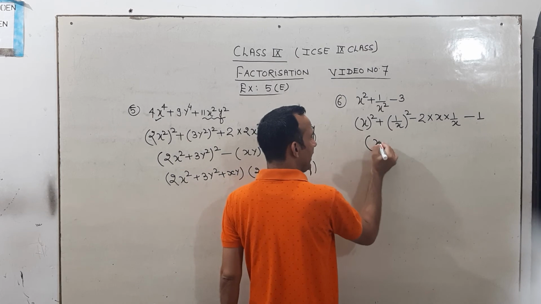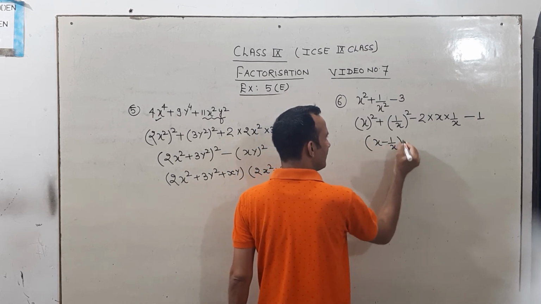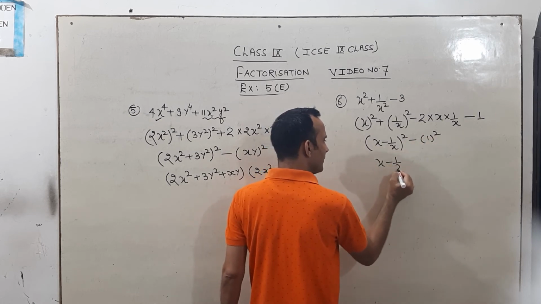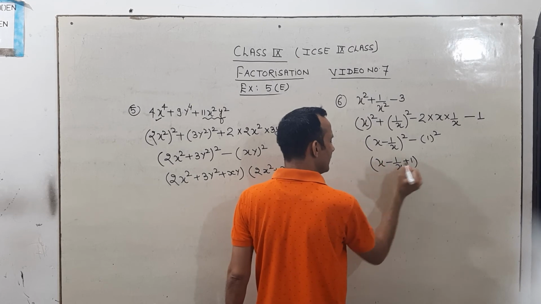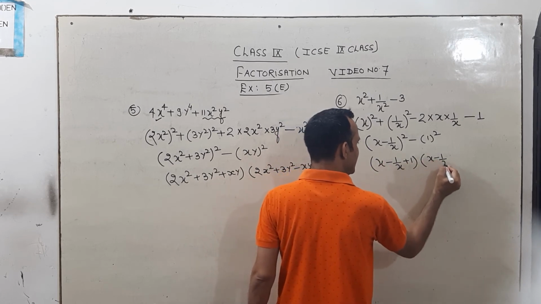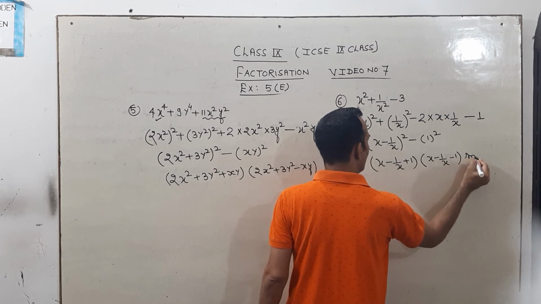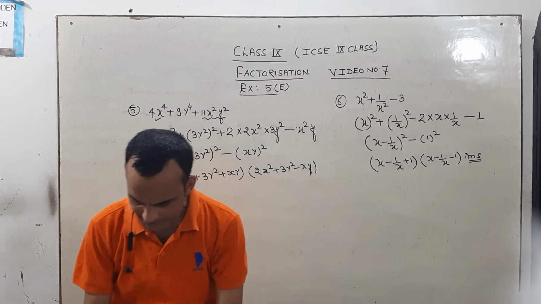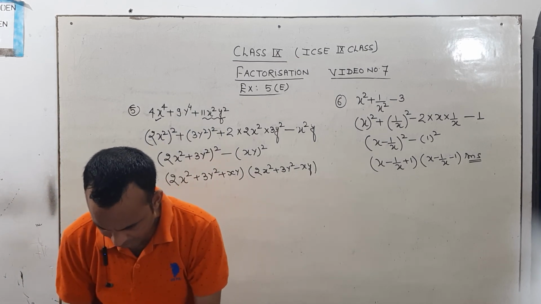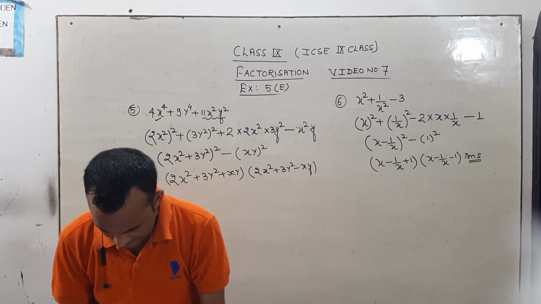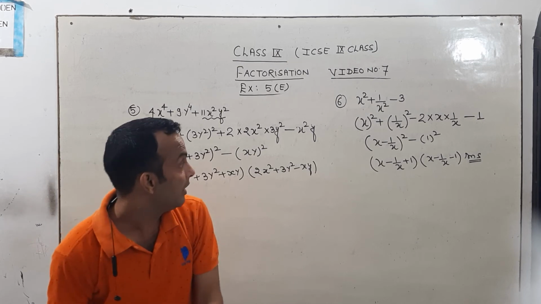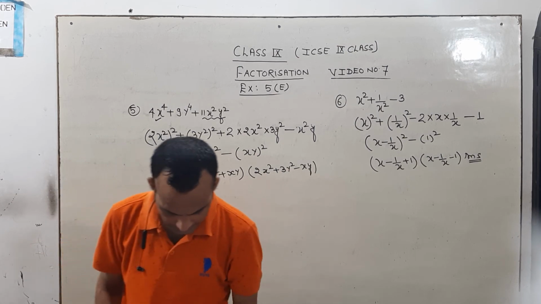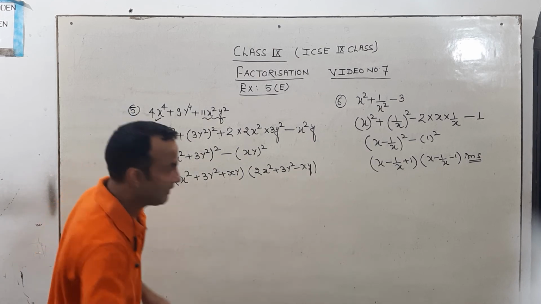This will become what? x minus 1 upon x whole square minus 1 whole square. We can write it as a plus b, a minus b. This is the required answer of problem number 6. Just a minute, dear students. This is exercise 5th E. 5th E. Question number 6th. Okay. Now, see question number 7.